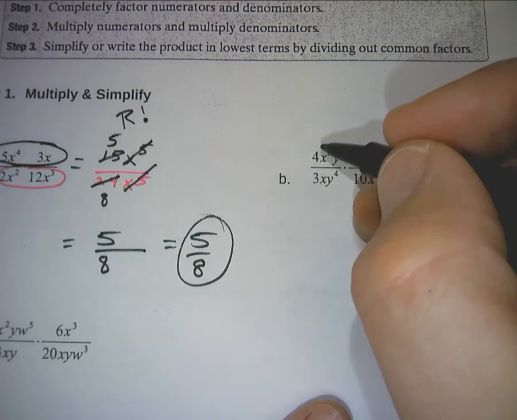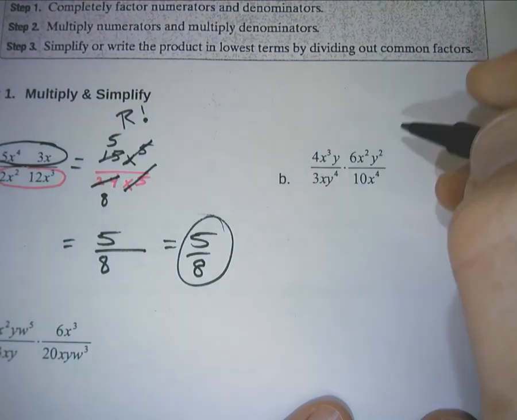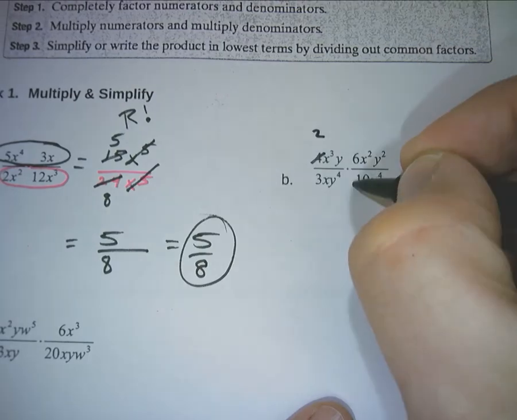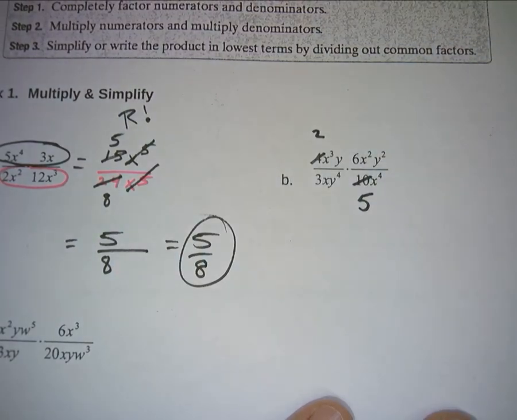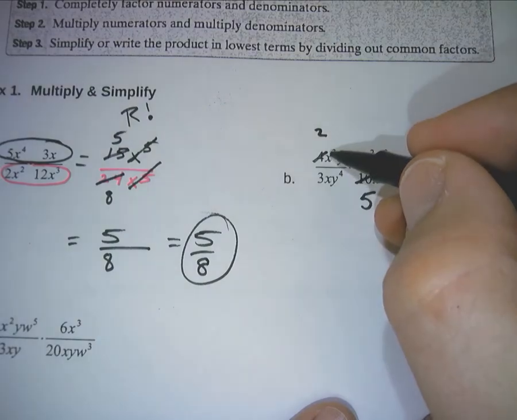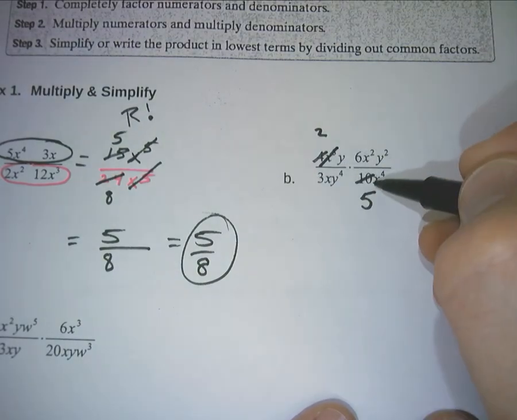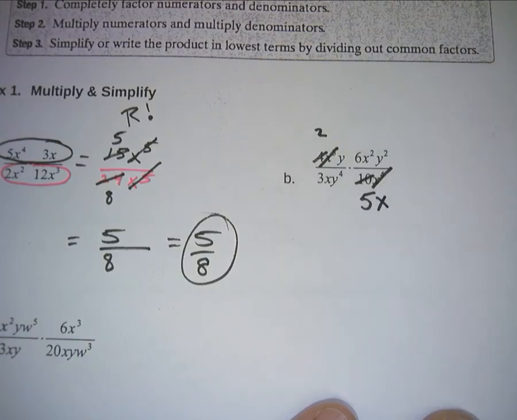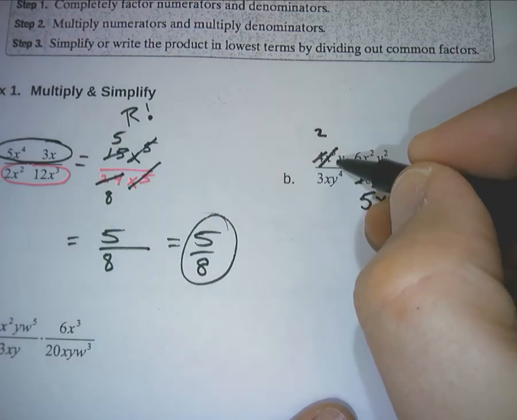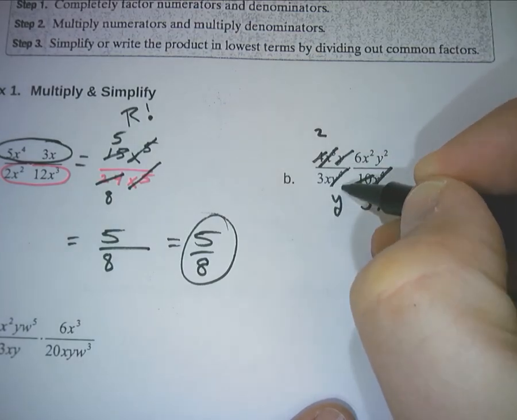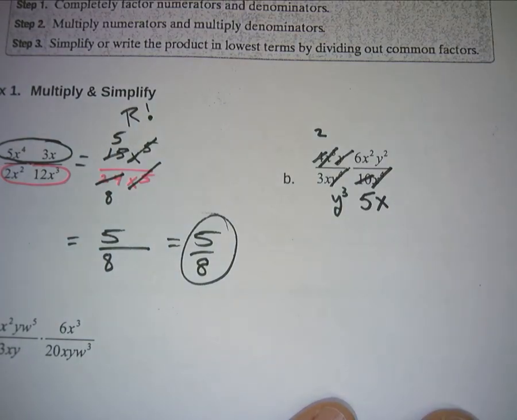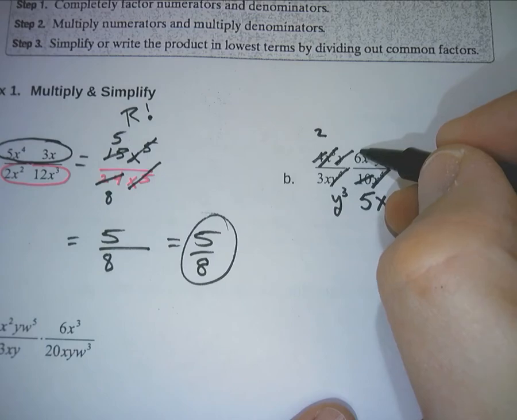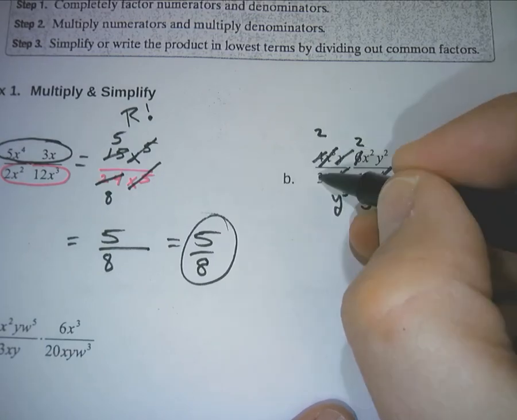So I take a look. I've got a 4 and a 10. I know those are reducible by 2, so reduce that by 2. I've got an x cubed and an x to the 4th. The x to the 3rd reduces the x to the 4th, so I have 1x on the bottom. So far, so good. What else do you see? I've got a y. I'm going to reduce this y to the 4th by y to the 3rd. I've got a 6 and a 3. I can reduce that: 6 divided by 3 gives me 2, and that cancels.